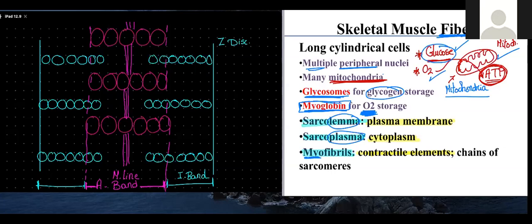In the middle, you've got parts of the A band which are not covered with the thin filaments. Parts of the thick filaments that are not covered with thin filaments. We call this my H zone.